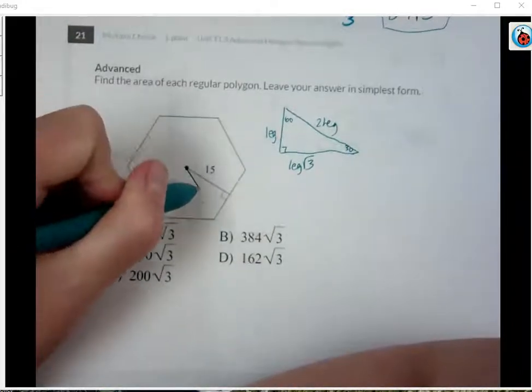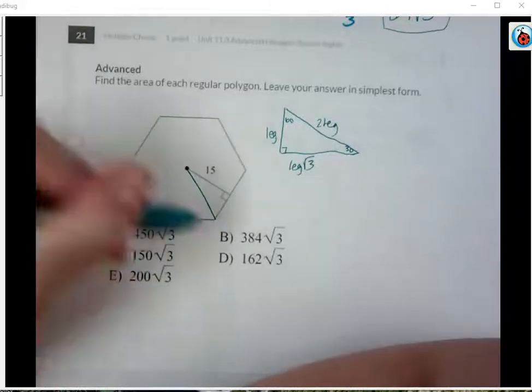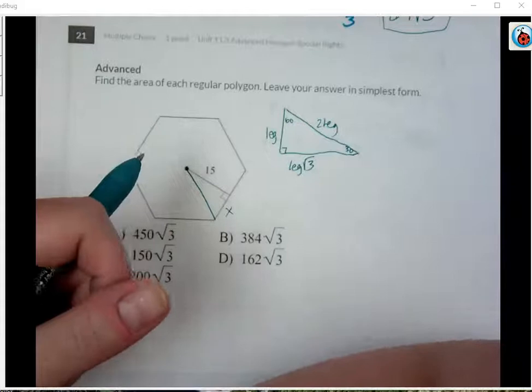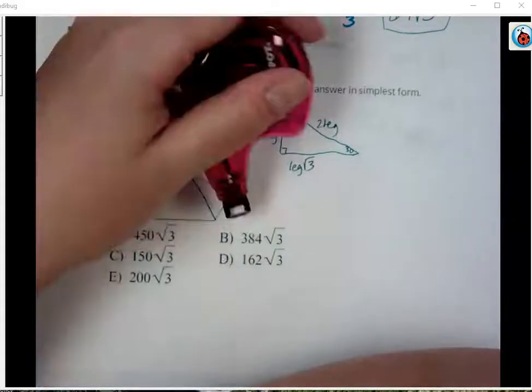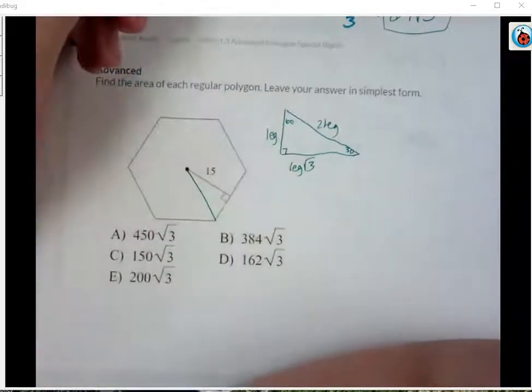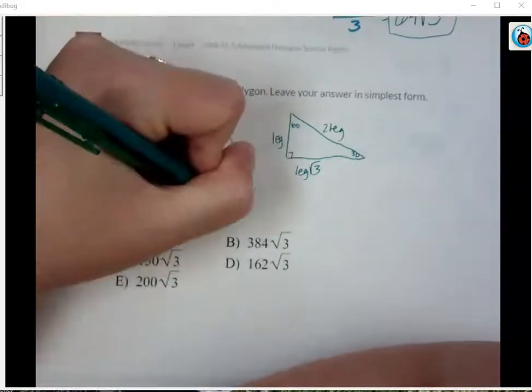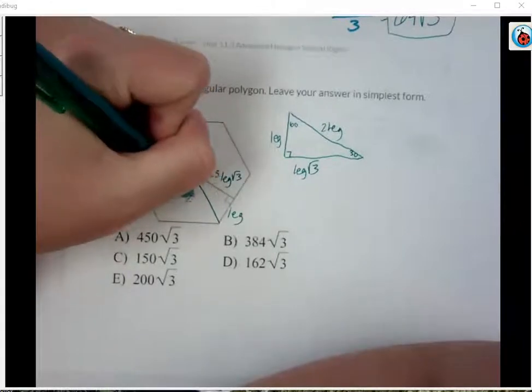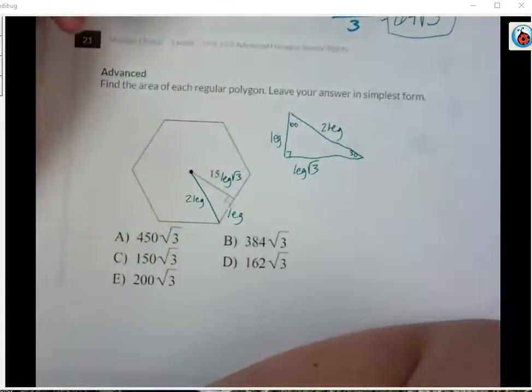I'm going to connect that. We are trying to solve for this one, which instead of writing X, I'm actually going to change that. I'm going to label it like this triangle. So I'm going to label it as leg, leg root 3, and 2 times the leg.